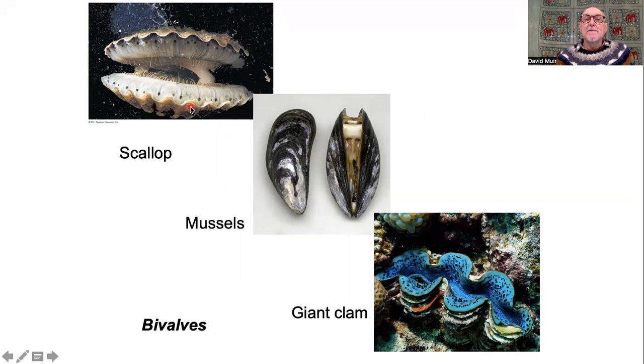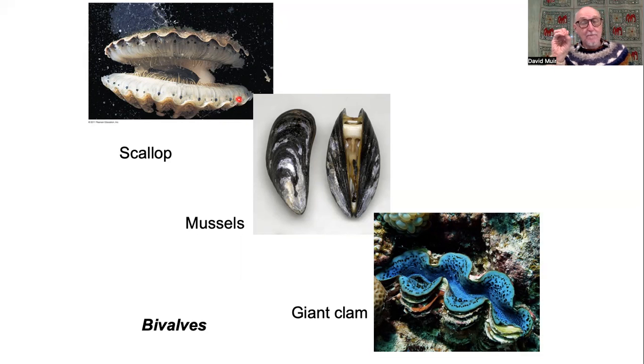These are the scallops. Scallops are actually motile, and they swim by clapping the shells together like that. They also have eyes. You can see there these little dots all the way around. Those are eyes, as I told you.